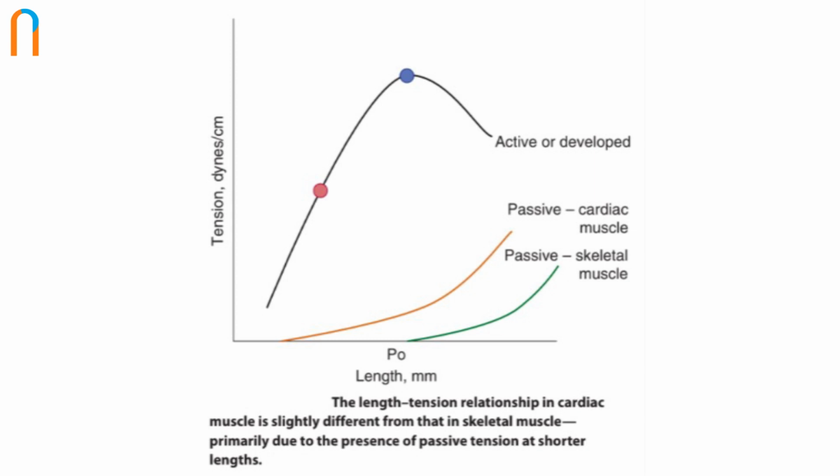Cardiac muscle has passive tension even at low cell lengths. These differences are due to anatomical arrangements of the muscle cells with the non-contractile components in the muscle. Skeletal muscle is more distensible than cardiac muscle.